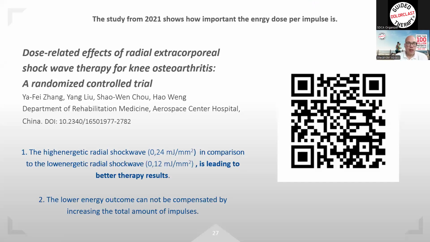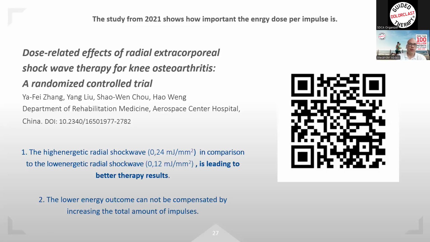So now everybody could say, okay, if I don't reach enough energy with my device, I just increase the pulses, double the pulses, triple the pulses to get more energy in the tissue. Yes, the idea behind this is quite interesting, but unfortunately it's not working. The lower energy outcome cannot be compensated by increasing the total amount of impulses, which is proven in a study which you can see here.